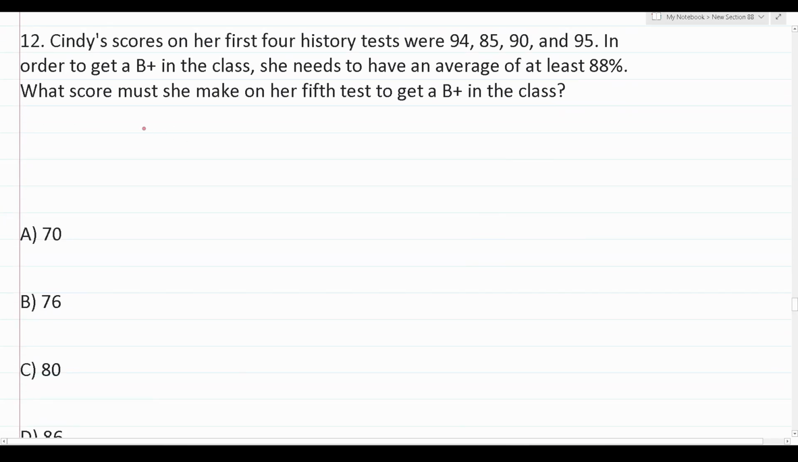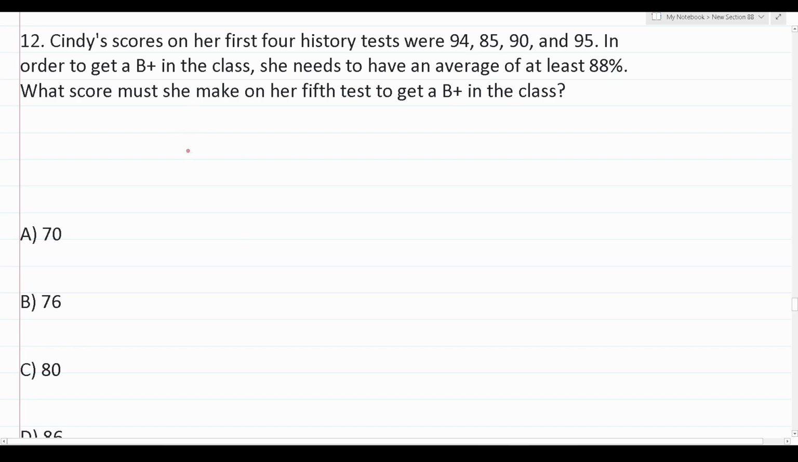All right, so number 12 says Cindy's scores on her first 4 history tests were 94, 85, 90, and 95. In order to get a B plus in the class, she must have an average of at least 88%. What score must she make on her final test to get a B plus in the class? All right, so this question is a test of your ability to find a missing value in an average.